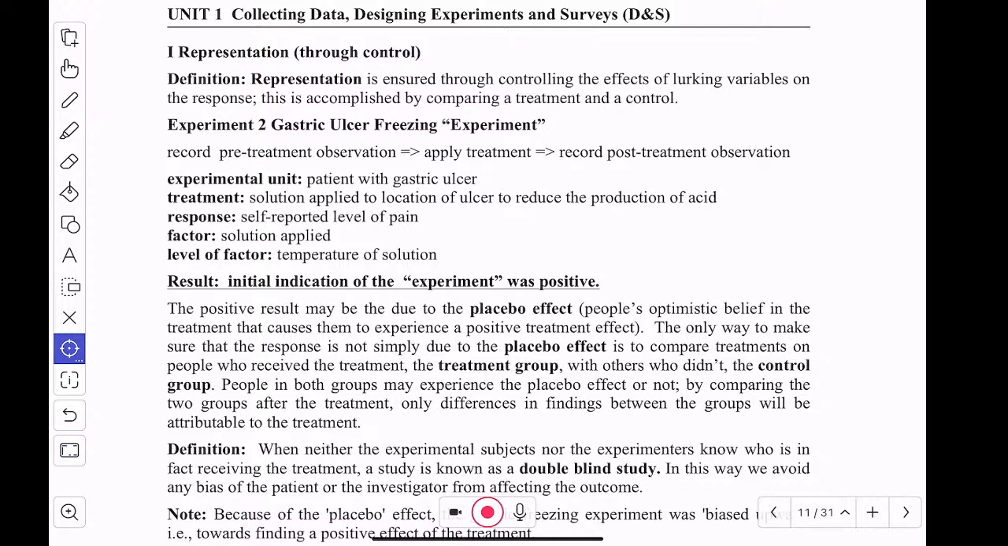So through representation, you ensure that you're controlling the effect of lurking variables on the response. Okay?